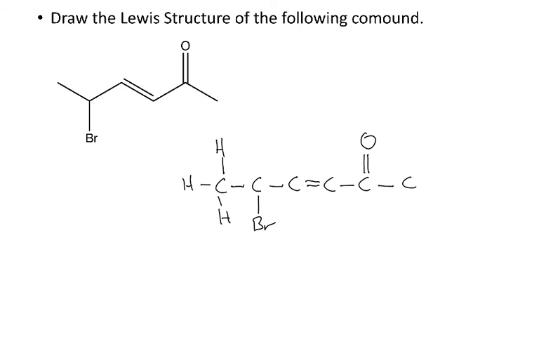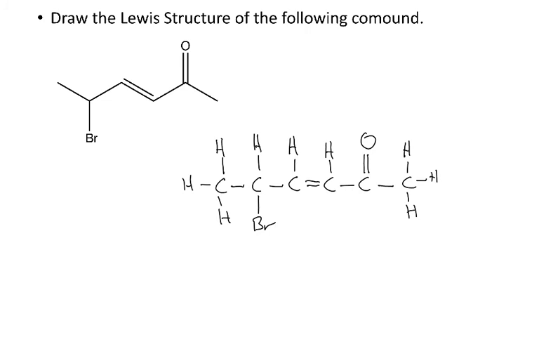My next carbon already has 3 bonds, so it only needs 1 hydrogen. The next carbon also has 3 bonds, so it needs 1 hydrogen. Same thing with the next one. The next carbon already has 4 bonds, so it's done. It doesn't get any hydrogens. The last one only has 1 bond, so it needs 3 hydrogens.